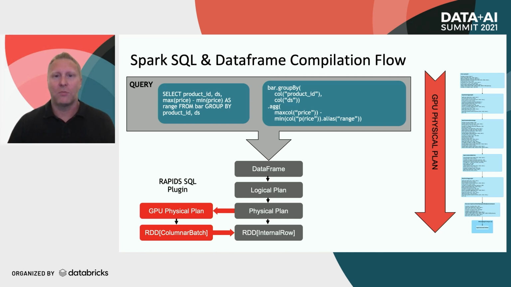And this is where our plugin plugs in. We look at those physical operators and say, is this something we can do on the GPU? If so, we can replace it with the corresponding GPU operation. And then we also handle any transitions. On the GPU side, we're dealing with columnar data, so you get an RDD of columnar batches back out. But if you're going to send that back to the CPU, for instance, we convert that back to an internal row for you.